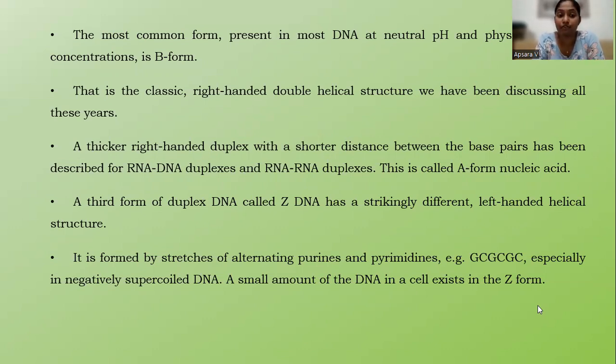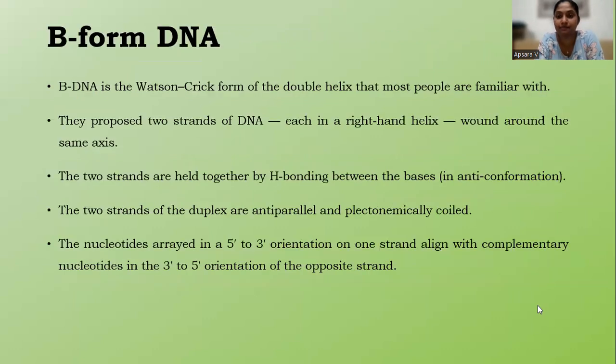And again, the third form of duplex DNA is called Z-DNA, which is strikingly different. Here it is left coiled. So it's a left-handed helical structure. It is formed by stretches of alternating purines and pyrimidines, that is GC, GC, GC, especially in negatively supercoiled DNA. A small amount of DNA in a cell exists in Z form. So A form and B form are right-handed duplexes, whereas Z form is left-handed.